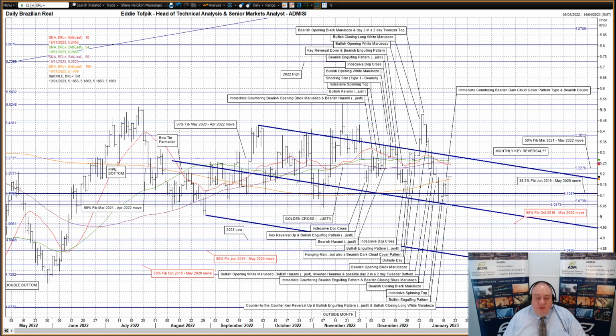US dollar against the Brazilian real. A really interesting counter to the counter key reversal up. Bullish engulfing pattern, if only just on this little, and finally a bullish closing long white Marubozu. All of them seen yesterday at the same time. The key reversal on this was the really interesting bit.